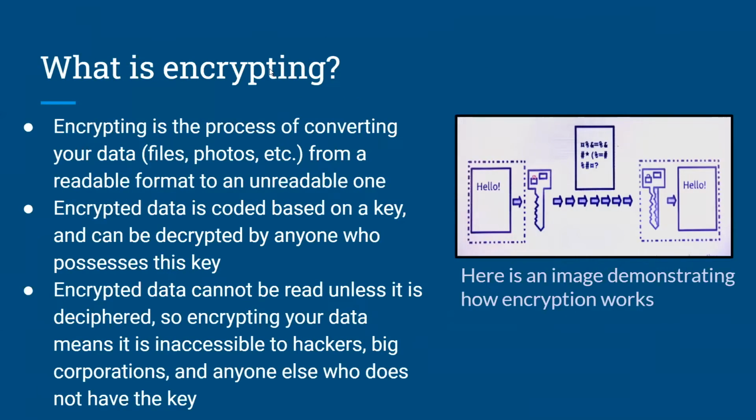Firstly, what is encrypting? Encrypting is the process of converting your data, which could be in the form of files, photos, etc., from a readable format to an unreadable one. Encrypted data is coded based on a key and can be decrypted by anyone who possesses this key. Encrypted data cannot be read unless it is deciphered. So encrypting your data means that it is inaccessible to hackers, big corporations, and anyone else who does not have this key.